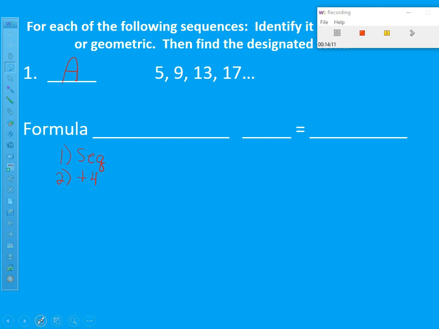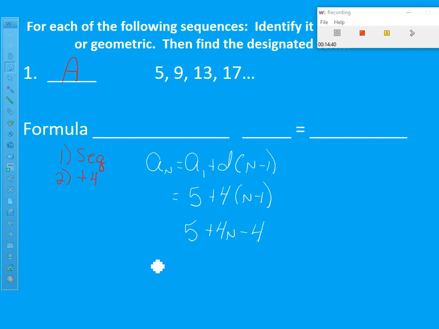Well, since it's an arithmetic sequence, you're going to look on your note card. You're going to grab the arithmetic sequence formula, which looks like this. A sub n equals a sub 1 plus d times n minus 1. Sub in 5 for a sub 1, 4 for your d, and then the n minus 1 is always there. When I distribute, I've got 4n minus 4. So my formula is going to look like this. I need that a sub n, otherwise it's not a formula. a sub n equals 4n plus 1. I simplified the 5 and the negative 4.